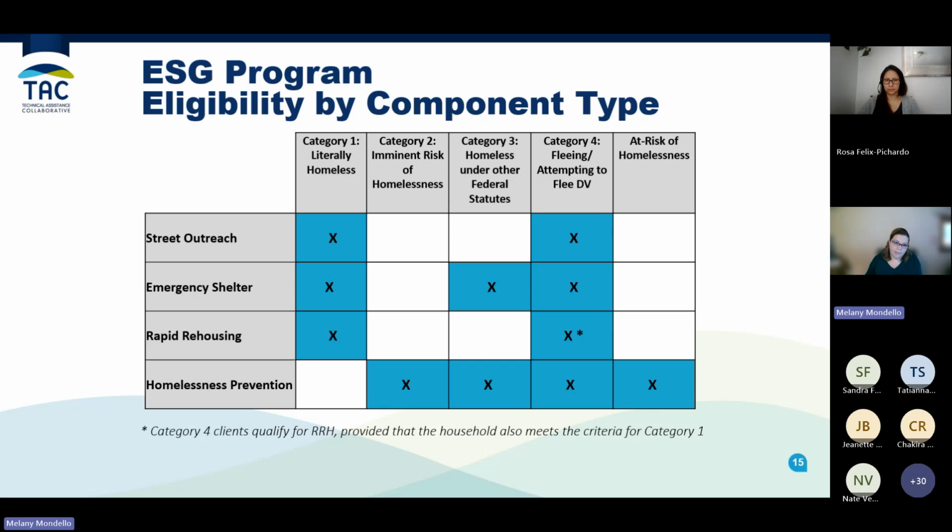So again, the table that you probably want to have handy if you want the quick glance. For ESG, you can see all the four component types I talked about, and then the four categories of homelessness that we showed for the CoC program. And then you can see this last column, at risk of homelessness. We'll briefly go over the at risk of homelessness definition, but it is only for the homeless prevention component, and many of you are not going to have that component. That's not something that you run in your community. But we still should be talking about it today a little bit.